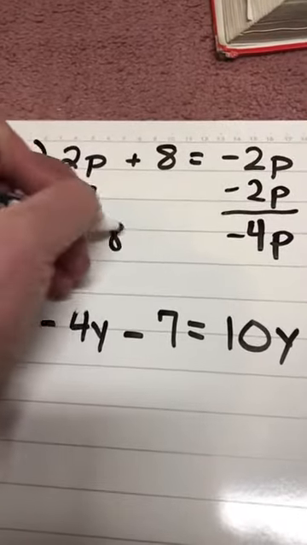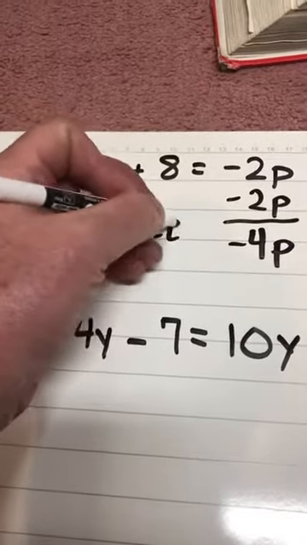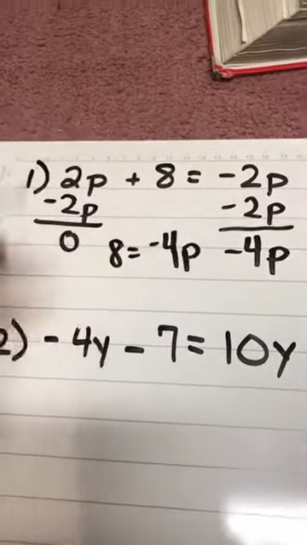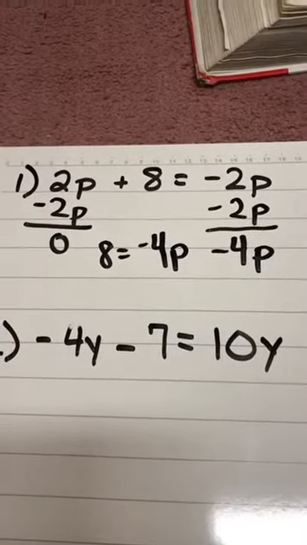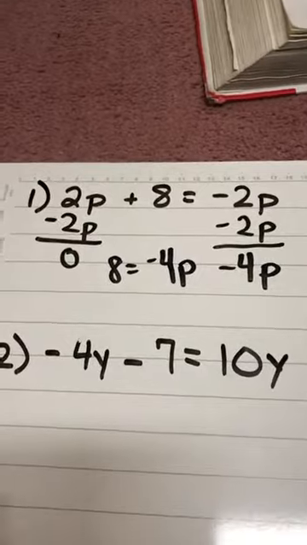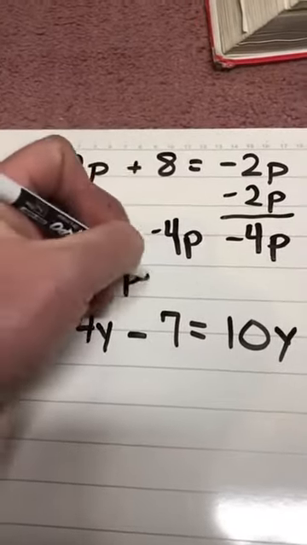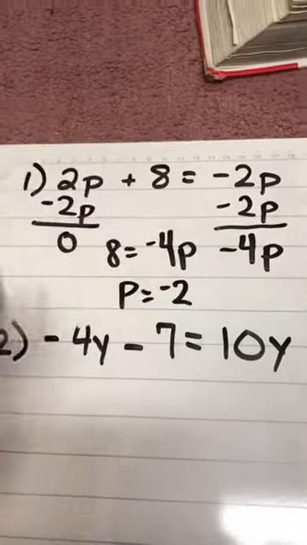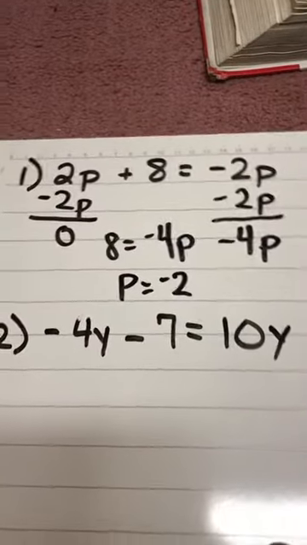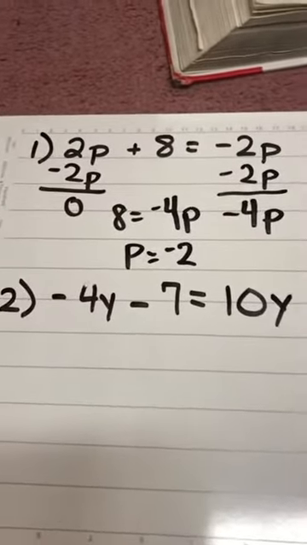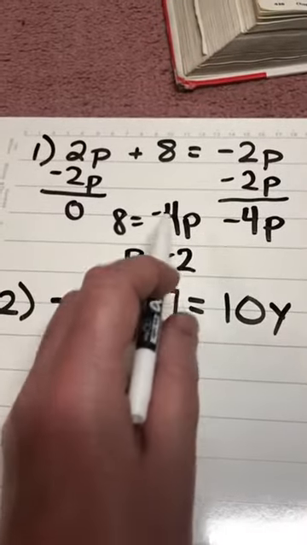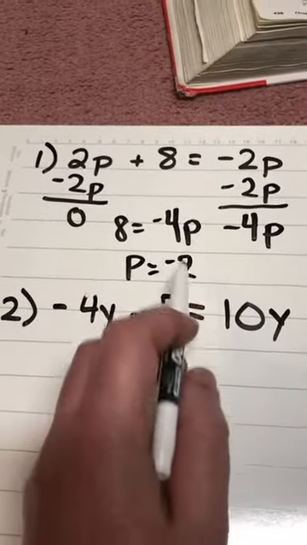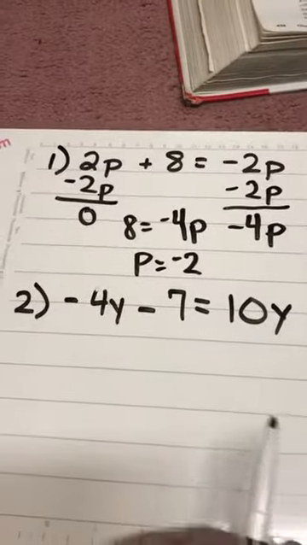So now I am at 8 equals negative 4p. With your calculator, then you can take 8 and divide it by negative 4, and p will equal negative 2. Okay, so that's what's happening there. When I do 8 divided by negative 4, p equals negative 2. Sure enough, negative 4 times negative 2 equals 8.